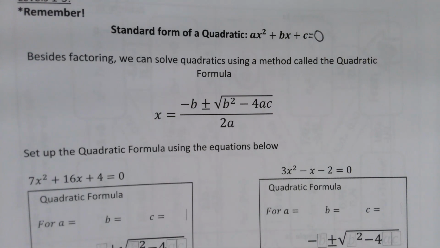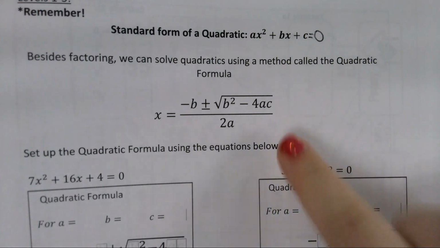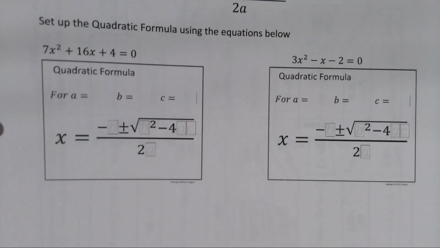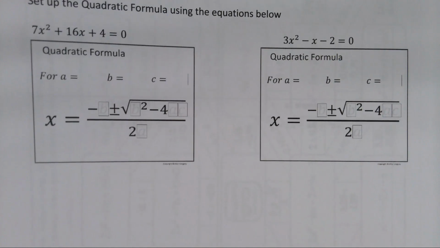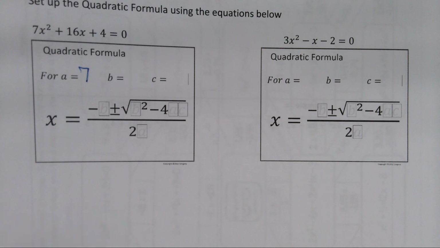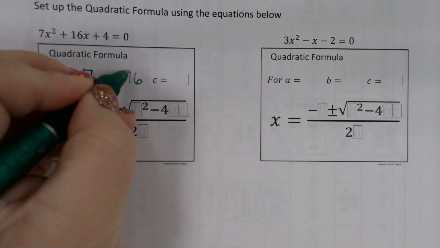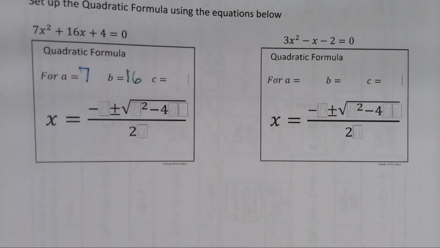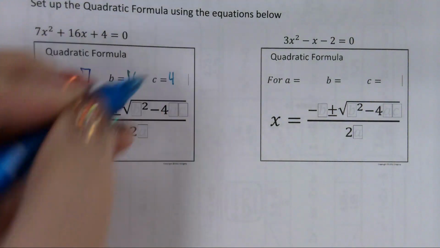We need to work on being able to set up the quadratic formula with the equations below. To do that, we'll identify our a, our b, and our c and plug them into the formula. When we look at the first equation, we are given that a is equal to 7, b is equal to 16, c is 4, and we plug those numbers into our quadratic formula.